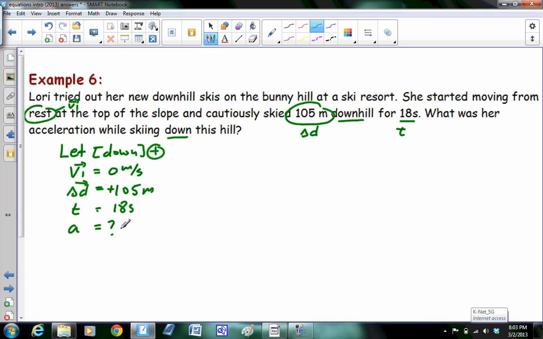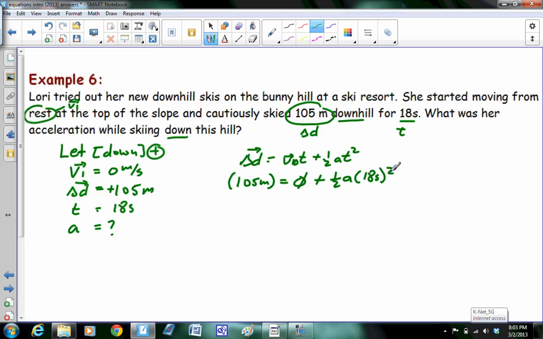So in this case, we're using the same equation. So my displacement, d = v_i t + 1/2 a t, we forgot the delta, but it's there, squared. So we know our displacement. Let's plug our numbers in. 105 meters. My initial velocity is 0, so it's just going to be 0, plus 1/2 a, my acceleration. And my time, remember, was 18 seconds squared.